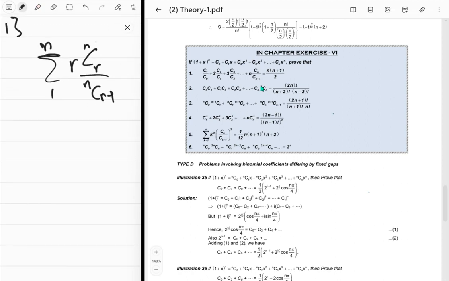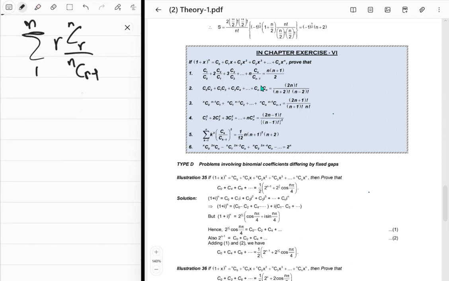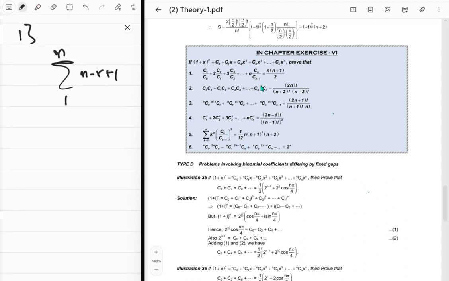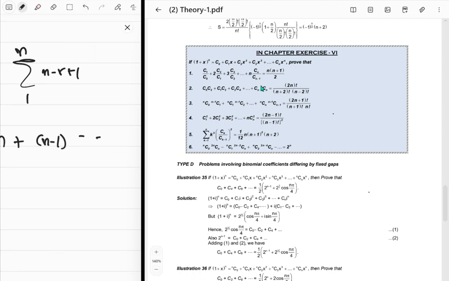This whole thing can be written in a different way. It can be written as n minus the smaller number, which is r minus 1, so n minus r plus 1, upon the bigger number, that is r. So r times this is just n minus r plus 1. So it's just the summation of n minus r plus 1 as r goes from 1 till n. Let's start putting 1 in it: you get n, then you put 2, you get n minus 1, and so on. When you finally put n, you just get 1.